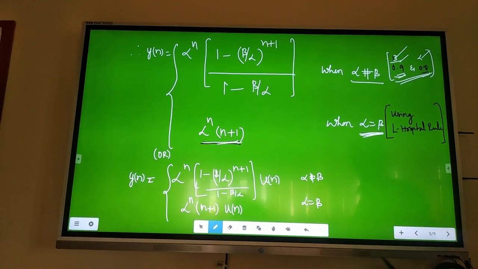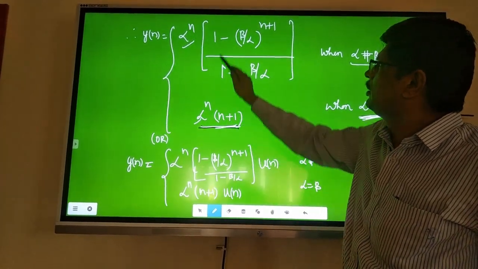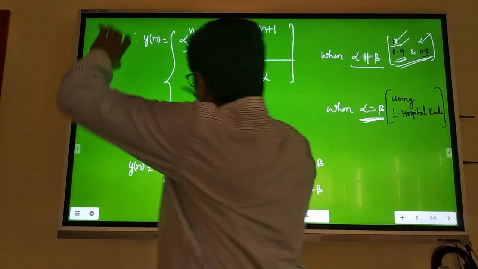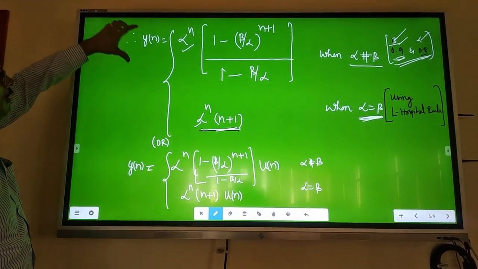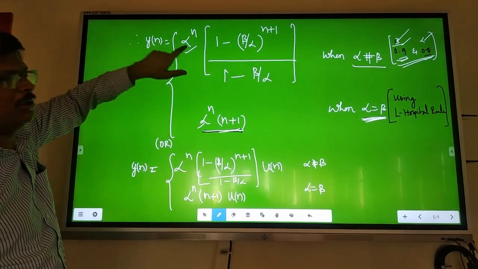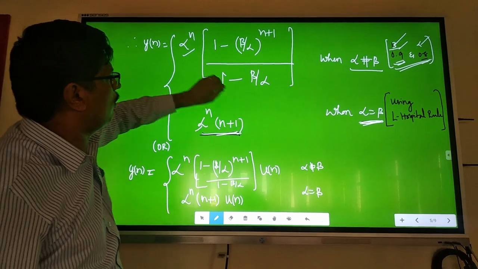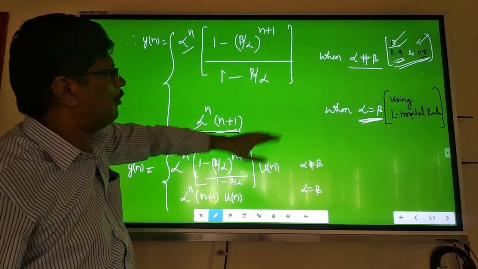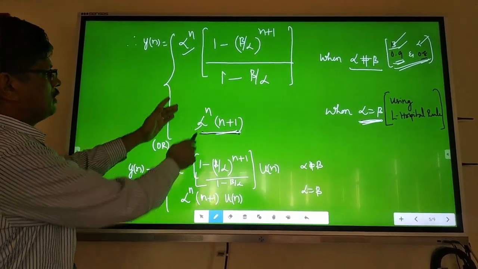Now, this is what I have written. See, the output is also in terms of exponential. When both inputs of the LTI system are given as exponential, you will get the output in exponential only: alpha to the power n, into 1 minus beta by alpha to the power n plus 1, by 1 minus beta by alpha, when alpha is not equal to beta. When they are equal, you will get n plus 1.